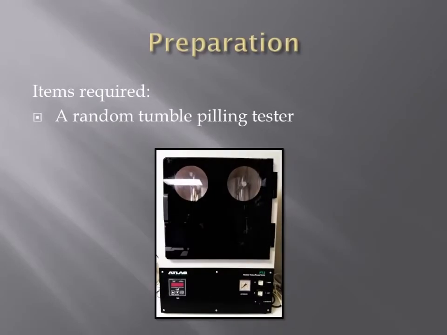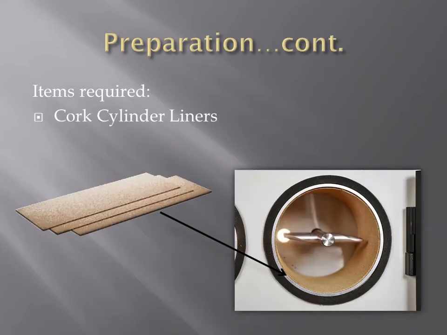To create the environment used for testing, we have here shown the random tumble peeling test machine. This one has two chambers. Lights on the inside of each chamber allow clear viewing of the test in progress. Compressed air is also injected into the test chamber to assist with the tumbling action. Cork liners are used inside each chamber. The cork liner provides a mildly abrasive surface to encourage the formation of peels.